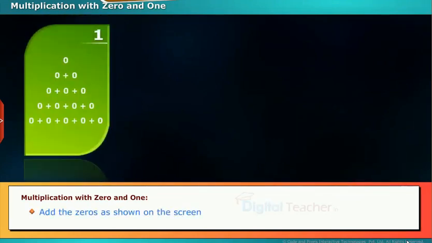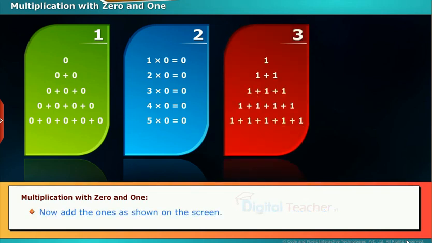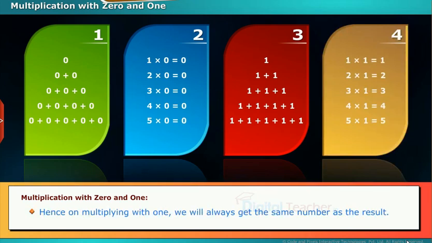Here we see the multiplication with 0 and 1. Add the zeros as shown on the screen. We will always get 0 irrespective of the number we are multiplying. Now add the ones as shown on the screen. Hence on multiplying with 1, we will always get the same number as the result.